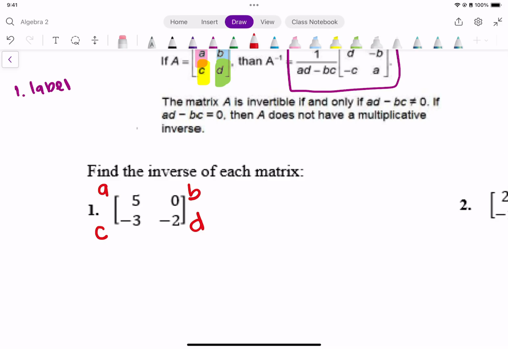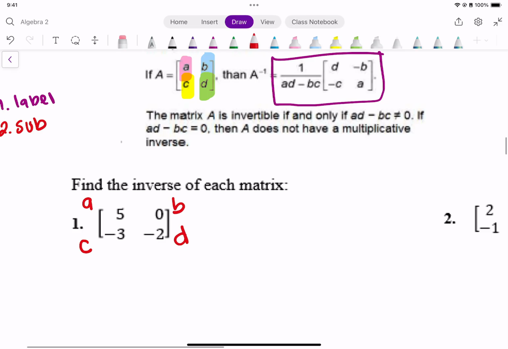After we did the labeling, we're going to do step 2. We're going to substitute into the formula. The formula is up here, I have it boxed in pink. We're going to do 1 over, first we want A times D. So that would be 5 times -2.